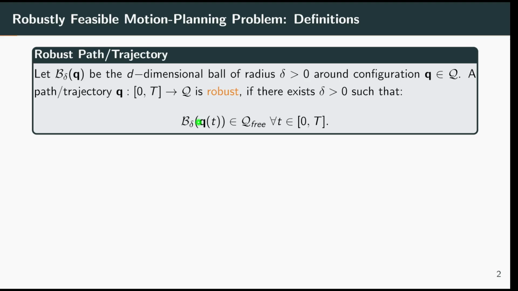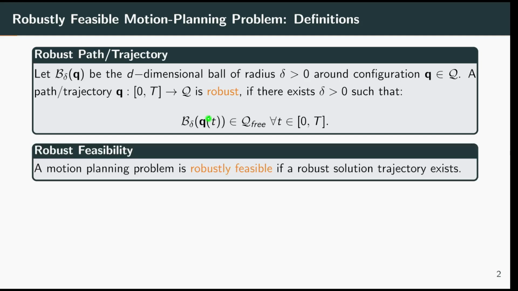The radius of the circle is dependent on our distance metric that we also used in a different context before. And so as long as there's some sort of finite size of this ball, so the delta is greater than 0, then the solution that we have is known to be robust. Now we can use that property to define robust feasibility: the motion planning problem we have is robustly feasible if we can find a solution that's robust.